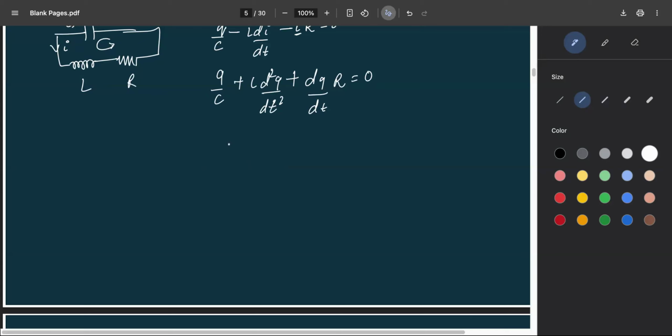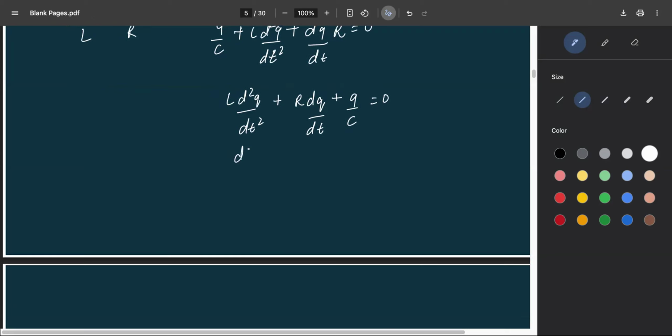So overall the equation looks like L d2q by dt square plus R times dq by dt plus q by C is equal to 0. Moreover, you can write it as d2q by dt square plus R by L dq by dt plus q by LC is equal to 0. Any doubt? Kritima, please let me know if you have.